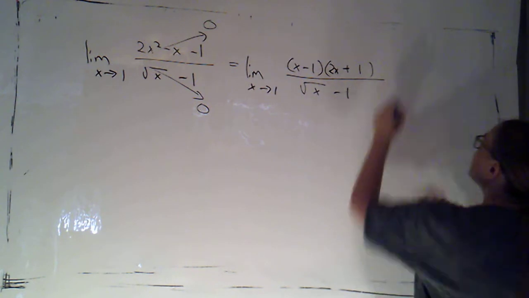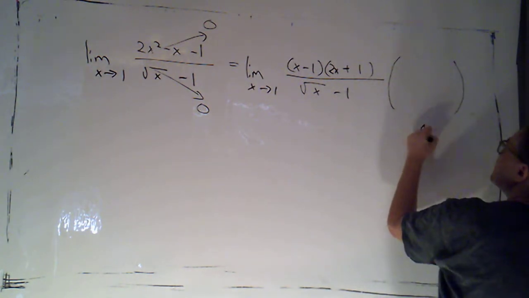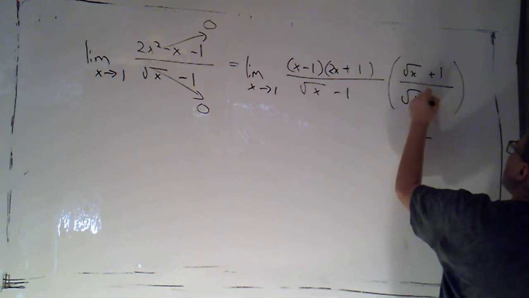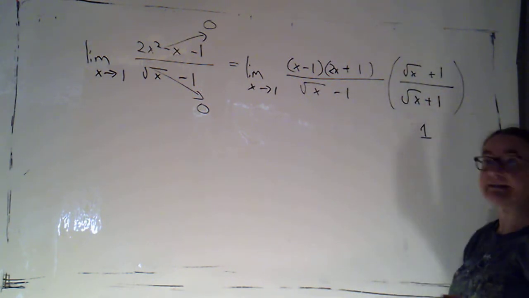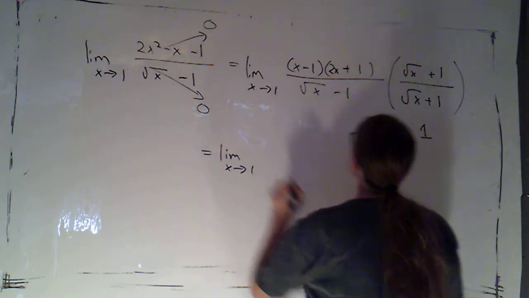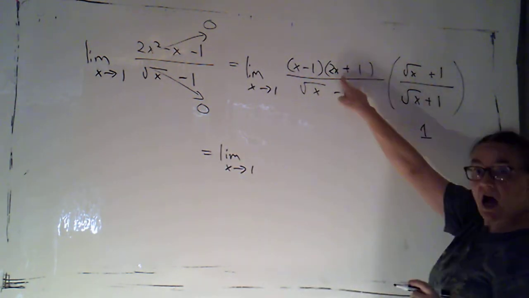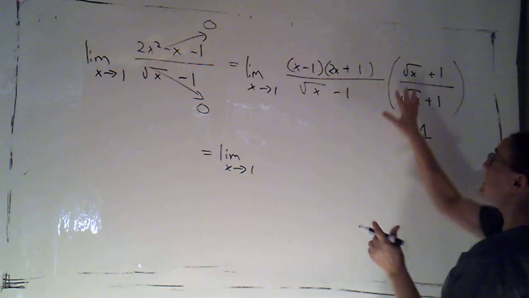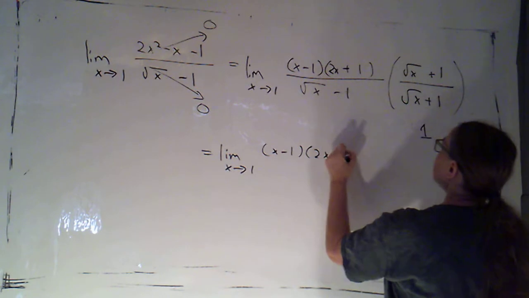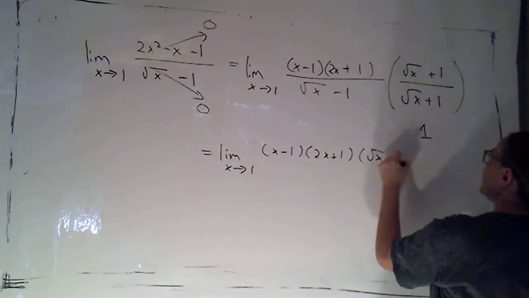I'm going to rationalize that. So I'm going to multiply this whole thing by 1 in the form of root x plus 1 over itself. So this is going to equal the limit as x approaches 1. Now on top, I'm going to just keep this in factored form. x minus 1, 2x plus 1, root x plus 1.